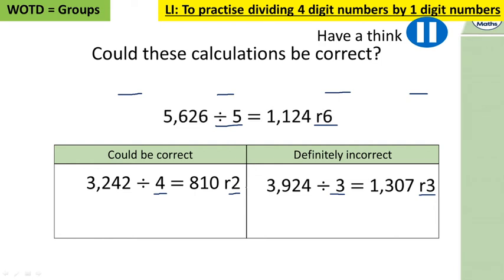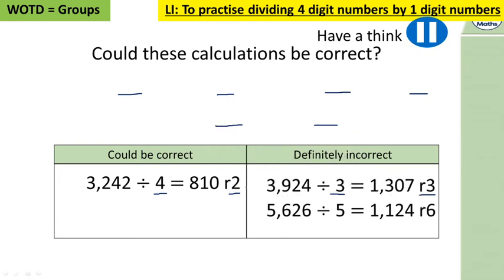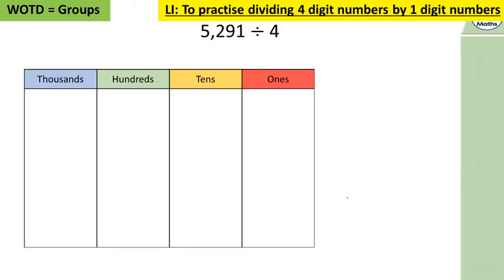And let's look at the last one. So we're dividing by 5, and it's telling us it's got a remainder of 6. That is definitely incorrect, because if you have a remainder that's bigger than your divisor, a remainder bigger than the number you're dividing by, you can still make another group of 5. So if you've got 6 things, 1, 2, 3, 4, 5, 6, you can see you can still make another group of 5 out of that. So it's definitely incorrect.